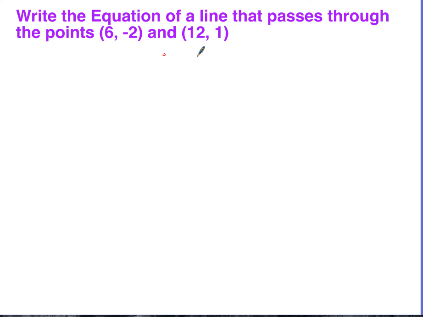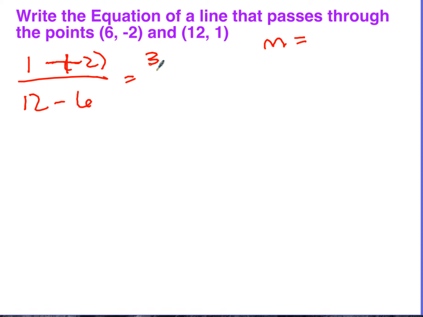Okay, here we go. So I want to write the equation of a line that passes through the points (6, negative 2) and (12, 1). So first I need to figure out what my slope is. I need to find my slope by using my slope formula: y2 minus y1, so I'm subtracting my y's, over x2 minus x1. Double negative becomes a positive. So I get 1 plus 2 is 3. 12 minus 6 is 6. 3 over 6 is reduced to 1/2. There's my slope.